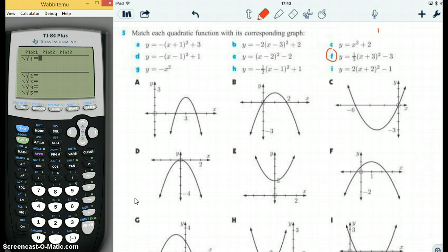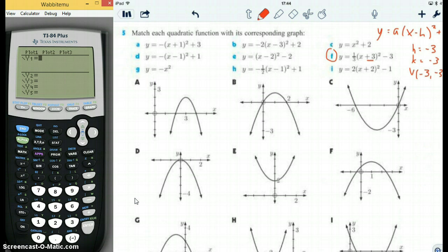The vertex form, you have a times x minus h squared plus k, right? That's what this is in. So what's h and k? Well, h is not 3, but negative 3, right? Because it's minus h, it's plus 3 here. So h is negative 3. K is what? Negative 3 also. So the vertex, we already know, is at point negative 3, comma negative 3.